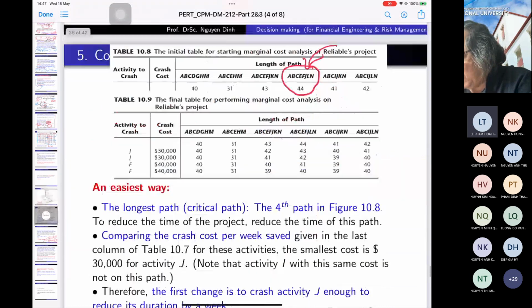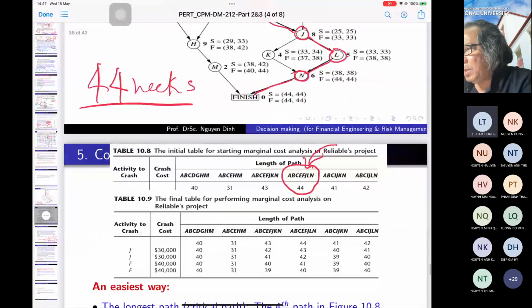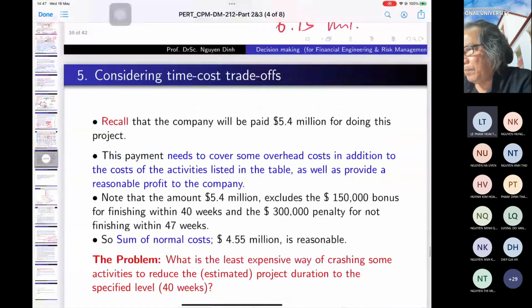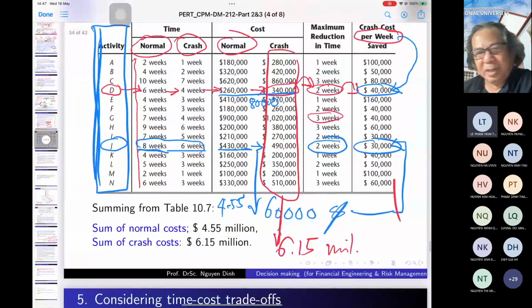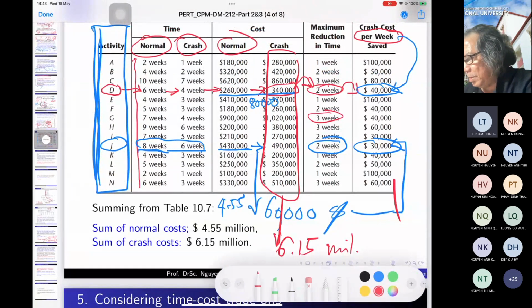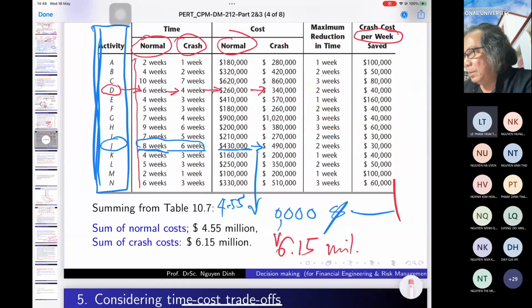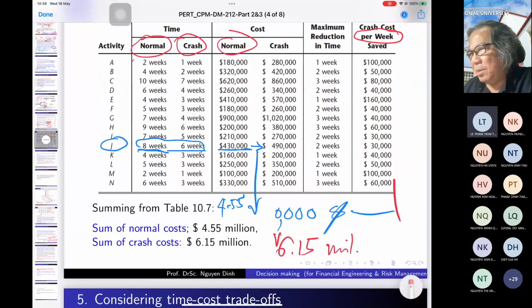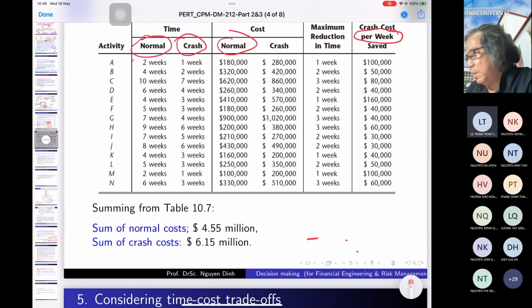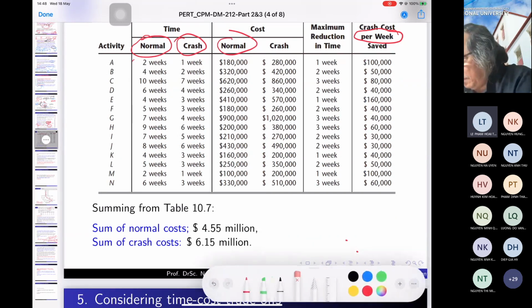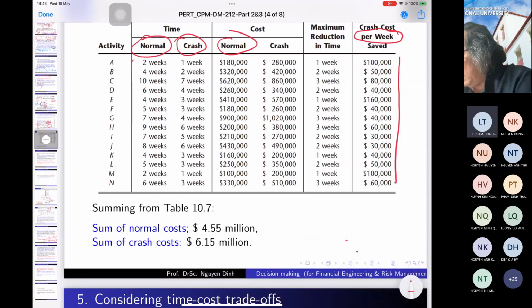But we should take a look at this table, the time here. Is that okay? I delete all the things I wrote down here. Oh my God. So you see it easily. We take a look at the cost. Is that okay?